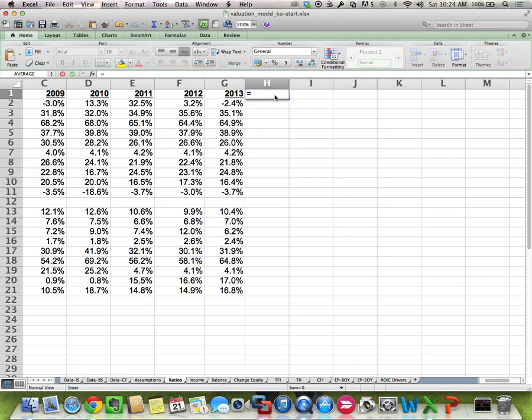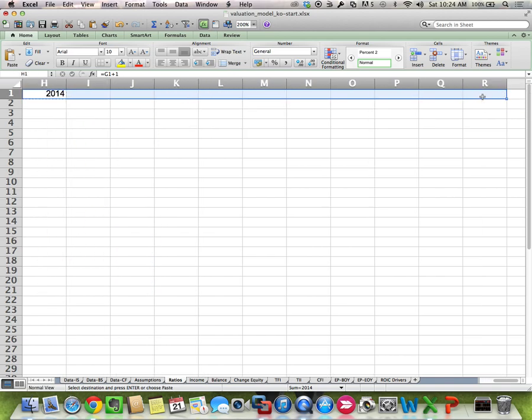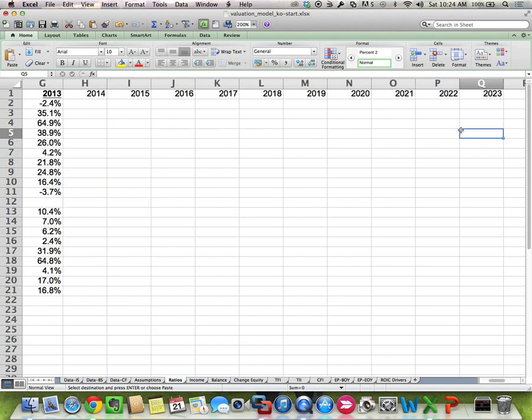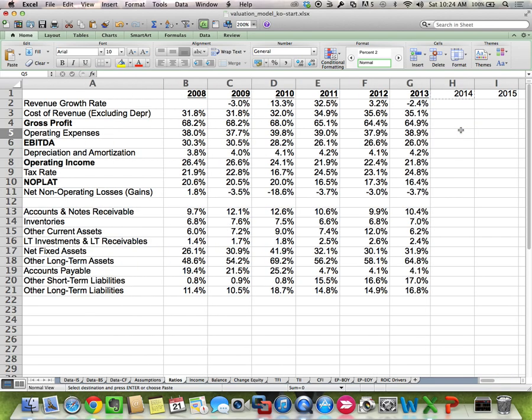Equals, on the ratios tab, previous year plus 1, 2014. And I'm going 11 years, copy, paste, to 2024. Right? Those are my years. Now, here's what we're going to do.